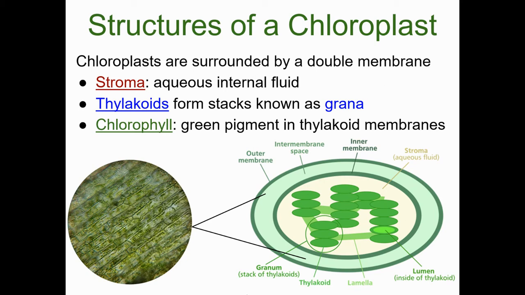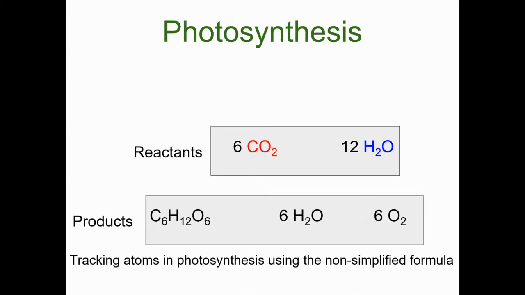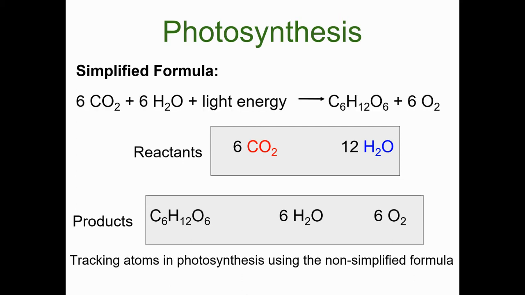So how does chlorophyll actually provide a benefit, or what is its role in photosynthesis? So we'll talk about that. But we're going to look at the formula for photosynthesis as well. So the simplified formula is this. We see that our reactants are carbon dioxide, water, and light energy, and then our products are going to be glucose and oxygen.